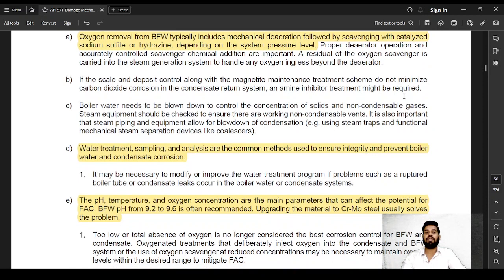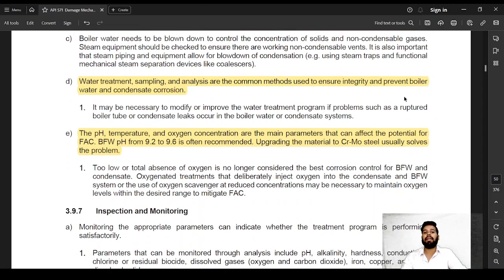If the scale and deposit control of the magnetite maintenance treatment scheme does not minimize the carbon dioxide corrosion in the condensate return system, an amine inhibitor treatment might be required. Water treatment, sampling and analysis are the most commonly used methods to ensure integrity and prevent boiler water and condensate corrosion. It may be necessary to modify or improve the water treatment program if problems such as ruptured boiler tubes or condensate leaks occur in the boiler water or condensate system.